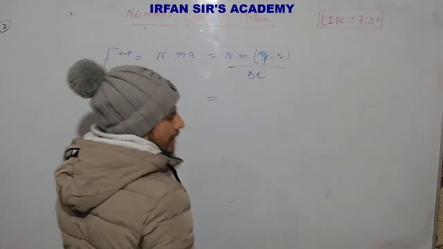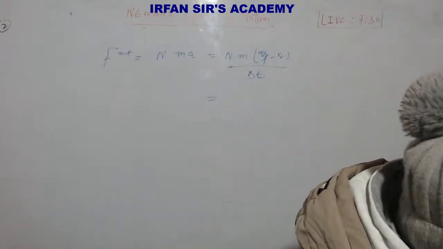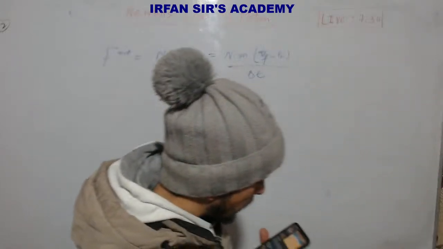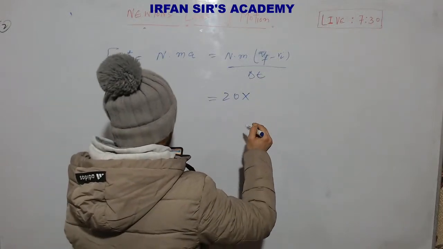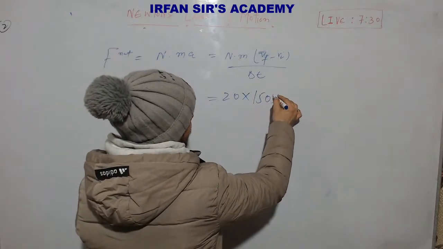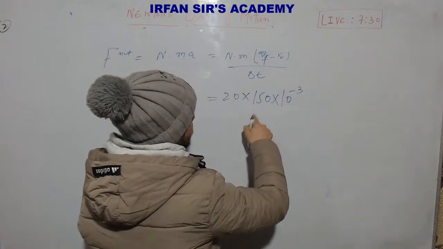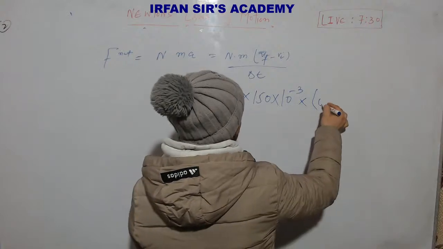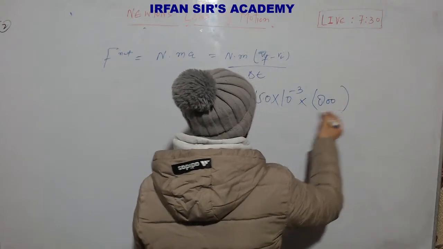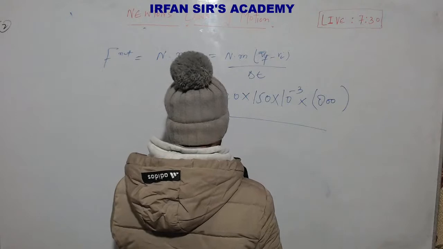How many bullets are there? It's given that a machine gun fires 20 bullets. It's 20 bullets multiplied by the mass. The mass is 150 grams, and you can convert that into the SI system, it will be 10 to the power minus 3. What is the velocity? Initially 0. Finally it's moving with a velocity of 800, minus 0 will be 800 upon.